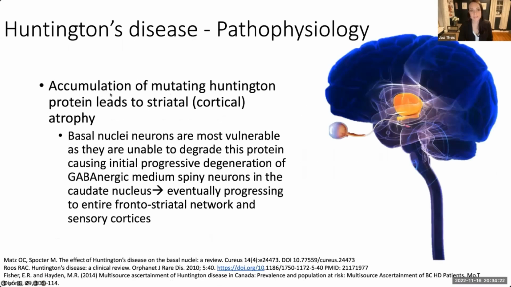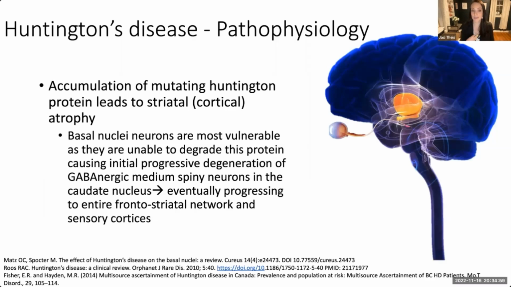Huntington's disease is a disease where you get an accumulation of Huntington protein that leads to striatal or cortical atrophy. Essentially, the Huntington protein causes degeneration of GABAergic neurons. But in particular, the first neurons that it's going to impact are those in the basal nuclei. A lot of the neurons in other parts of the brain have enzymes that can degrade this protein to protect them a little bit. But the basal nuclei neurons don't have that ability.